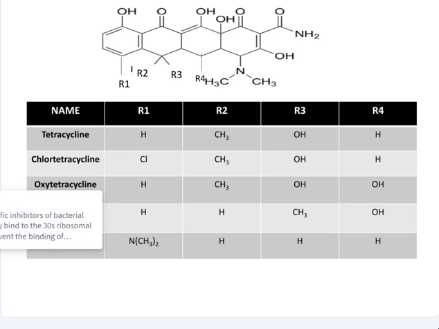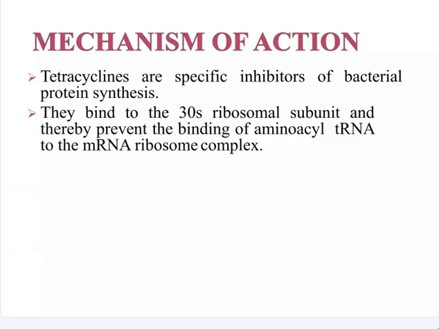Now we move towards the mechanism of action. These are specific inhibitors, generally known as protein synthesis inhibitors of bacteria. They bind to the 30S ribosome subunit and thereby prevent the binding of aminoacyl tRNA to the mRNA-ribosome complex, thereby inhibiting bacterial protein synthesis.